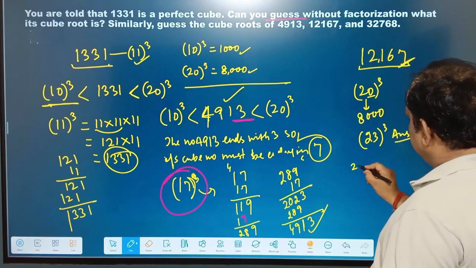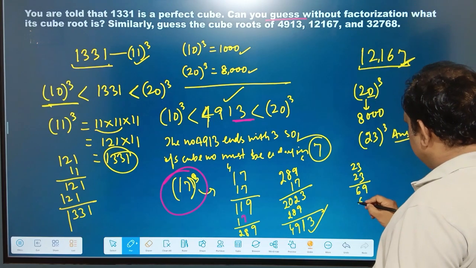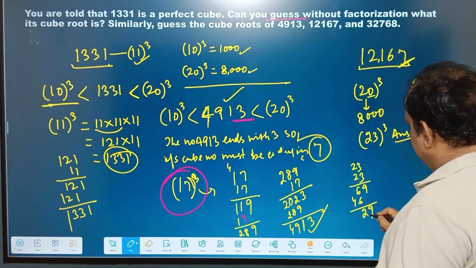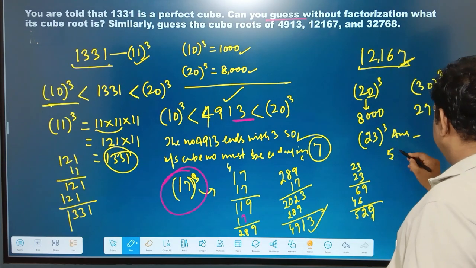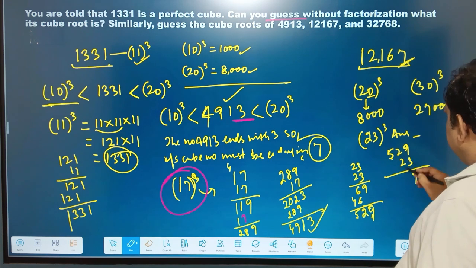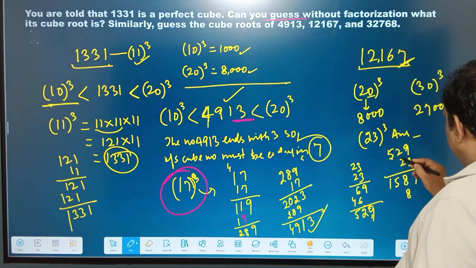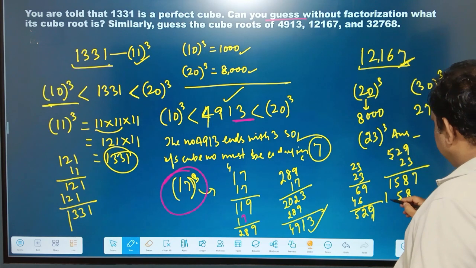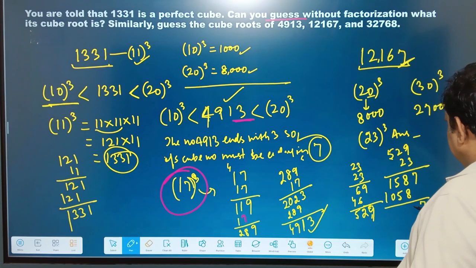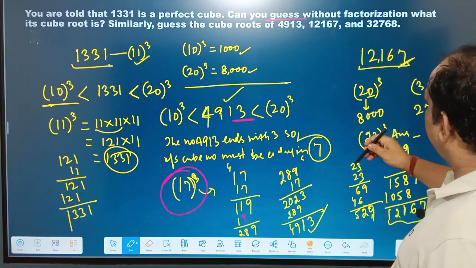You may verify also. 23 multiplied by 23. So 3 3s are 9, 3 2s are 6, 2 3s are 6, 2 2s are 4. This is 9, 6 6 is 12, balance 1, 5 2 9. Now again 529 you multiply by 23. What will happen? 3 9s are 27, balance 2. 3 2s are 6 to 8, 3 5s are 15. Now 2 9s are 18, balance 1. 2 2s are 4, 1 is 5 and 2 5s are 10. Add it, 7, 8 8 16, balance 1, 5 5 10 and 1 11, balance 1, 1 1 2, and this is 12167. So this number would be 23 for sure.